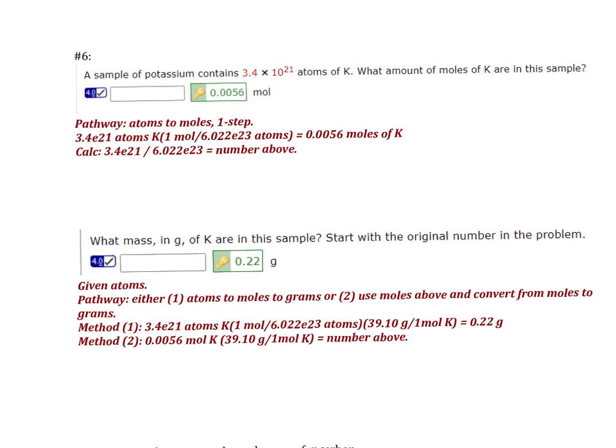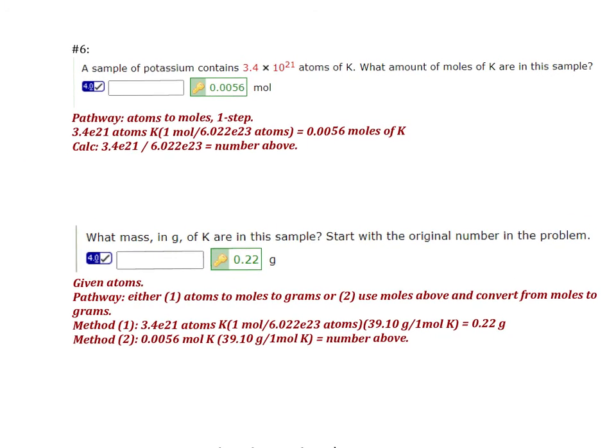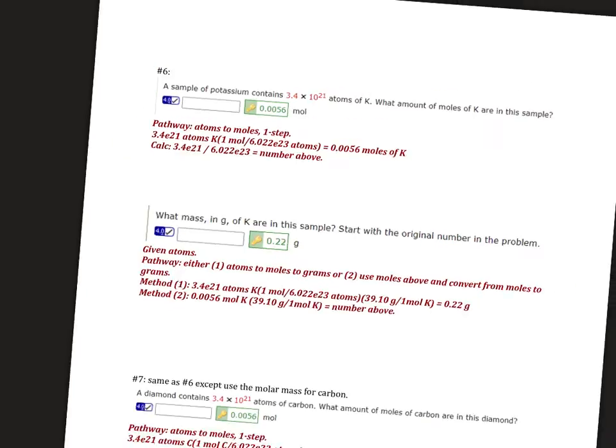This next one says a sample of potassium contains 3.4 times 10 to the 21 atoms of potassium. How many moles? So we're doing atoms to moles, and we'll start with those atoms, and we'll just divide by Avogadro's number to get that number. This next one, what is the mass that you calculated from above? So you can start with the number in your calculator, maybe not that rounded number, and then just to get that mass, you would just multiply by the mass of potassium from the periodic table, 39.10.